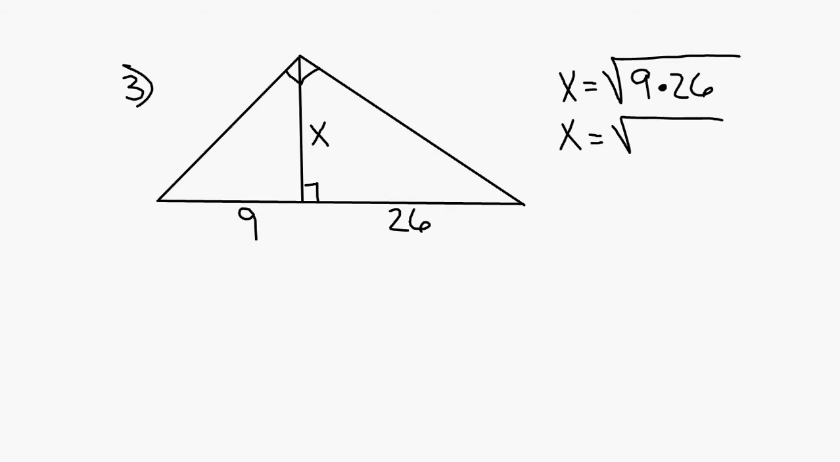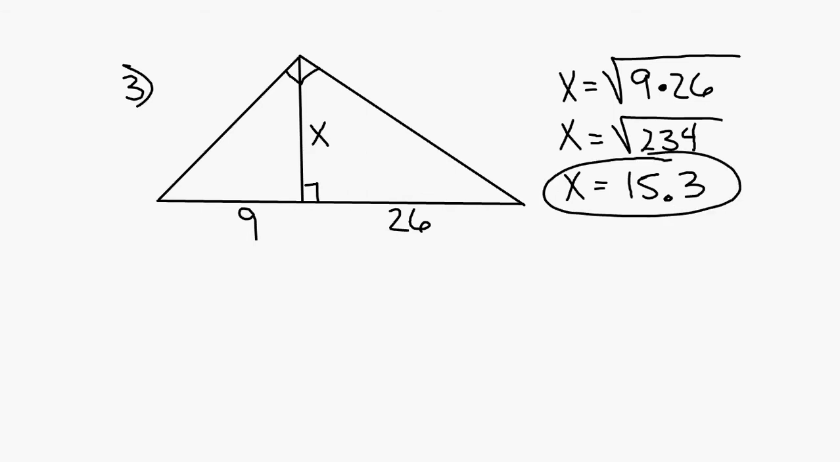So x equals the square root of 234. And x equals, square root of 234 is 15.2 what? 15.3? All right, 15.3. If you're not told what to round to, just round to the nearest tenth. Okay? Round to the nearest tenth unless the question tells you different.